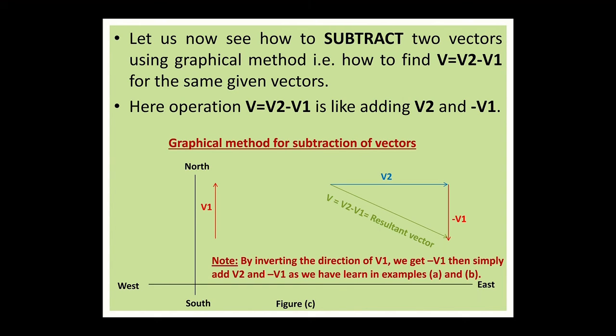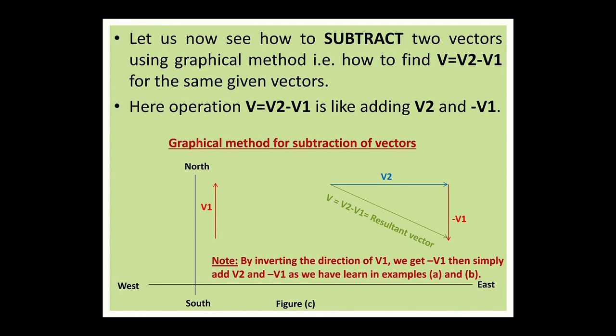So V is equal to V2 minus V1. You can simply see that V is nothing but the addition of a positive, that is V2, and a negative, that is minus V1. You can assume it as V2 plus minus V1. That is why you can consider subtraction as the addition of a positive and a negative. So the operation V is equal to V2 minus V1 is nothing but adding V2 with minus V1.